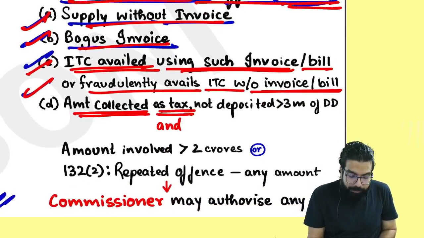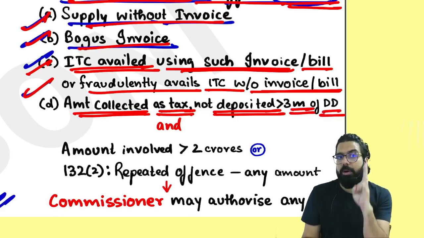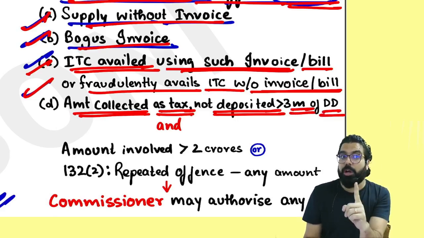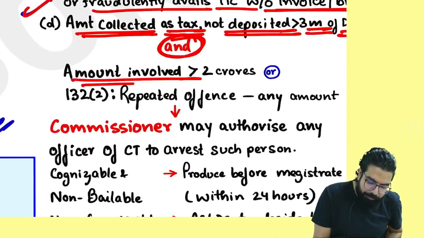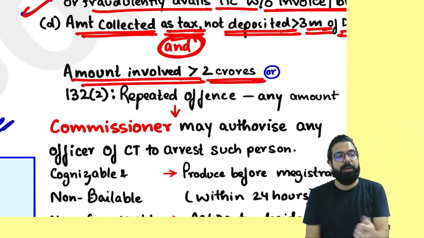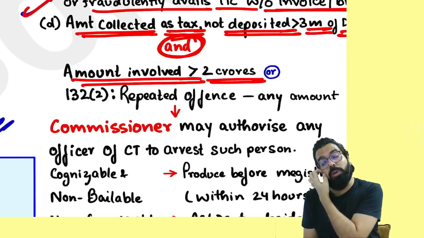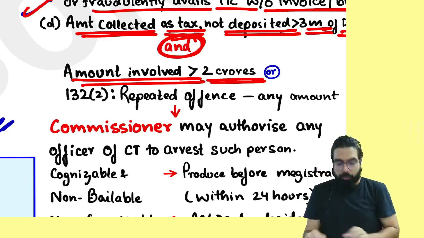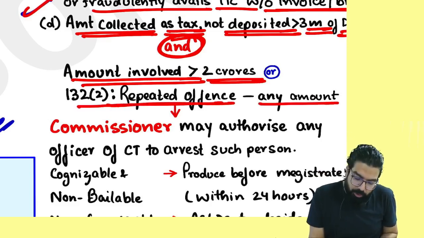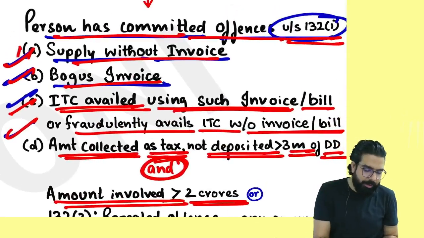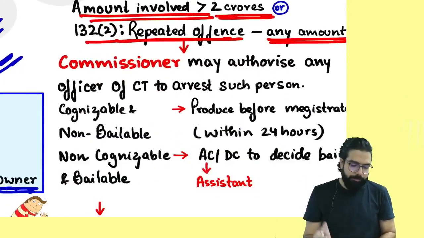Number 4, amount collected as tax but not deposited for more than 3 months from the due date. If you have collected an amount as tax and you have not deposited it with the government for more than 3 months, then remember, if the amount is more than 2 crore rupees, you will be arrested. Now listen to me very carefully. Or if you repeat the offense, then any amount. If you do it a second time, then no 2 crore and all; you can be arrested irrespective of the amount.